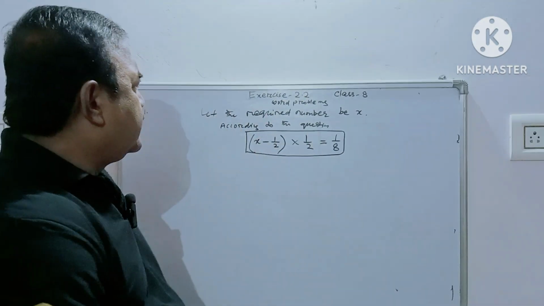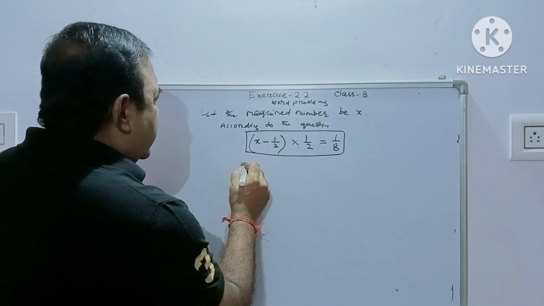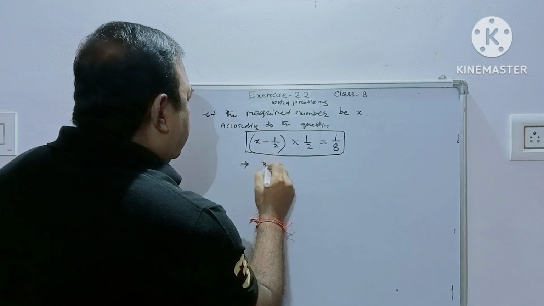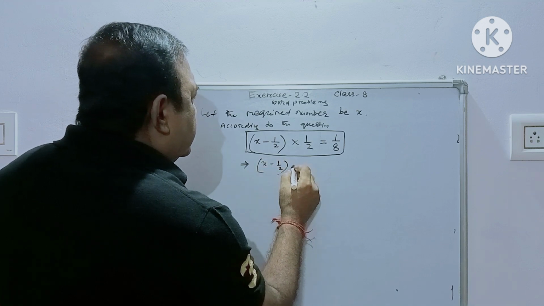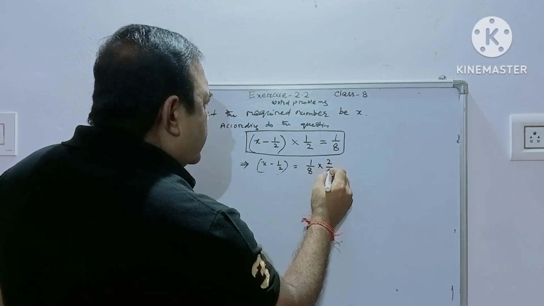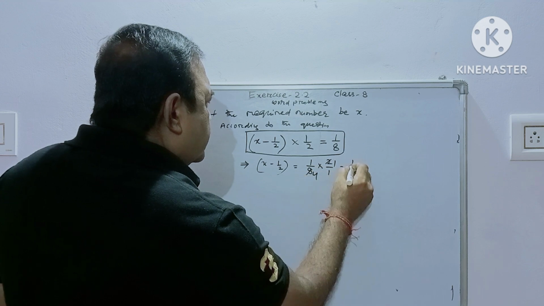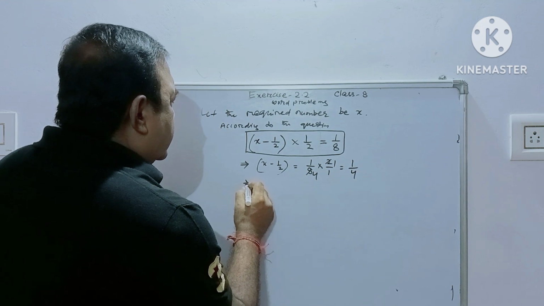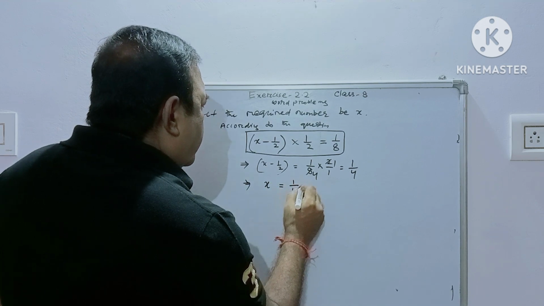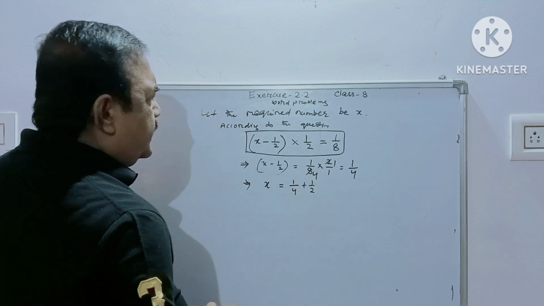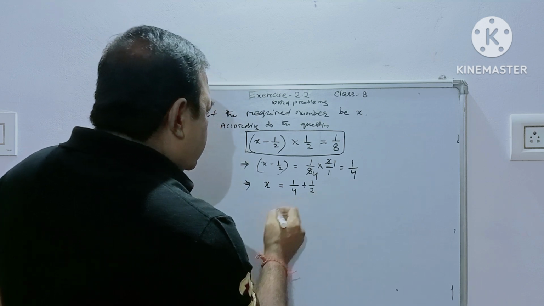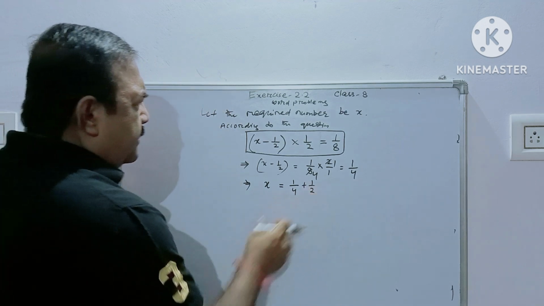Let the required number be x. So you can do it easily. You may give the implies sign. So you see here, it is equal to 1 upon 8 divided by 1 upon 2, that is into 2 upon 1. That is equal to 1 upon 4. That implies x is equal to 1 upon 4 plus 1 upon 2. And you see, the LCM of 4 and 2 is 4. So we have to make the denominator same.